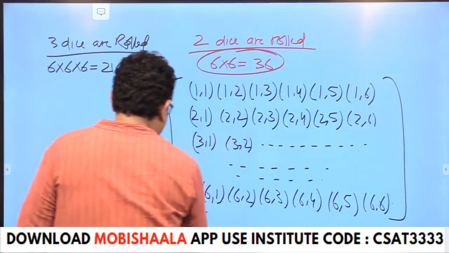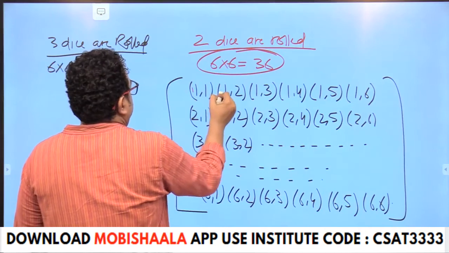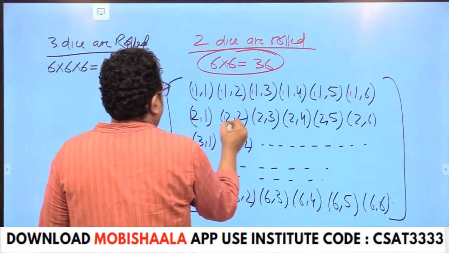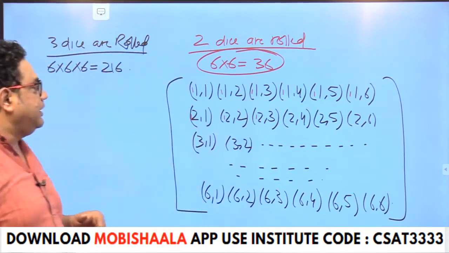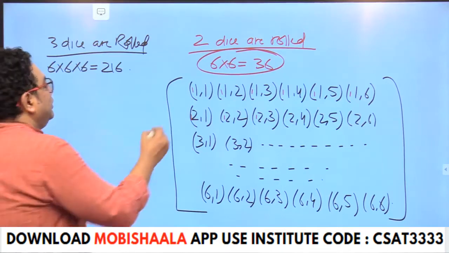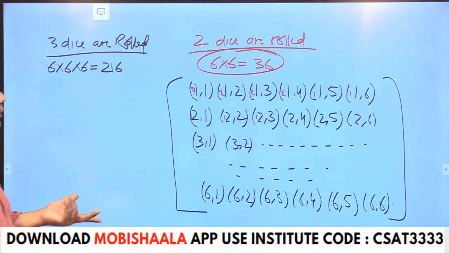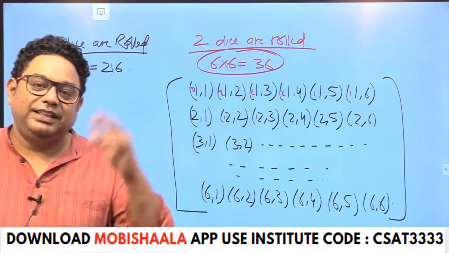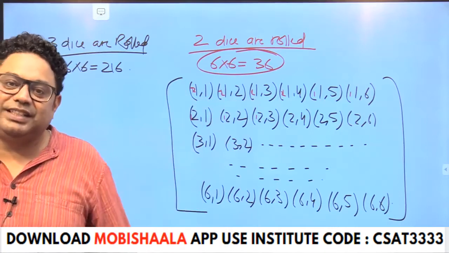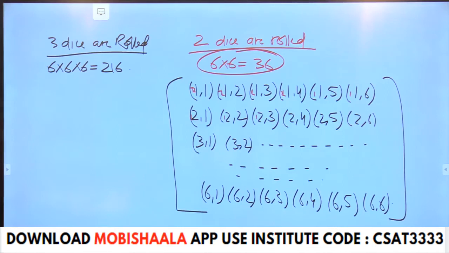To all the 2 dice outcomes, just put 1 over here. Everywhere if you put 1, 1, 1, 1, 1, 1, and so on. So 36 outcomes starting with 1. Then put 2, 2, 2, and then 36 outcomes with 2, 36 outcomes with 3, 36 outcomes with 4, 36 outcomes with 5, and 36 outcomes with 6. So 6 into 36 comes out to be 216 outcomes.